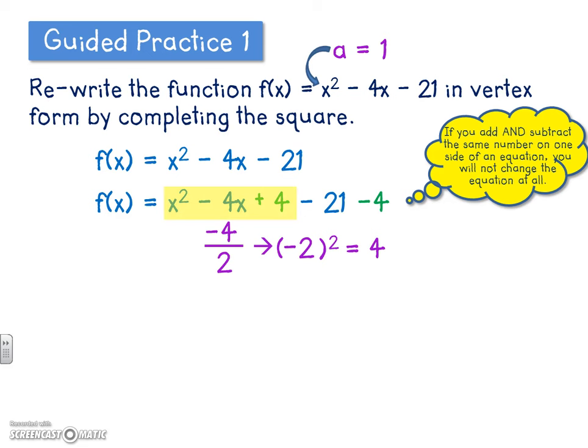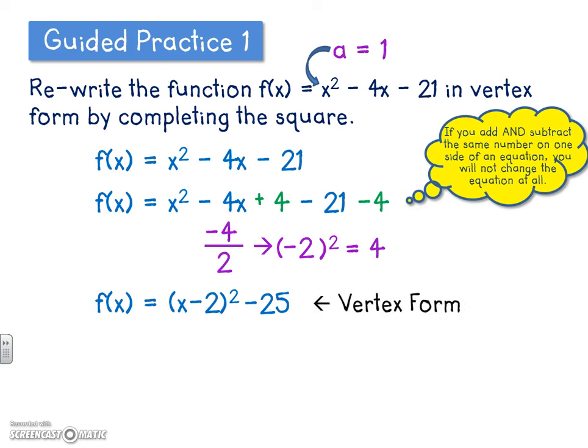So now we have a perfect square trinomial that we can factor as a binomial squared, and that's going to give us x minus 2 squared. And then I also have this -21 minus 4, and that'll give me -25. And voila, we have vertex form. Since this function is now in vertex form, we can easily find the vertex. Thinking back, we need the x value to make that binomial equal to 0. That's going to be x is 2. And then the y value is the constant at the end, -25. So the vertex is 2, -25.